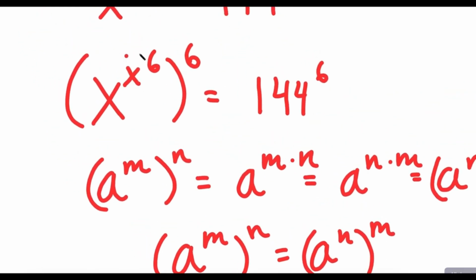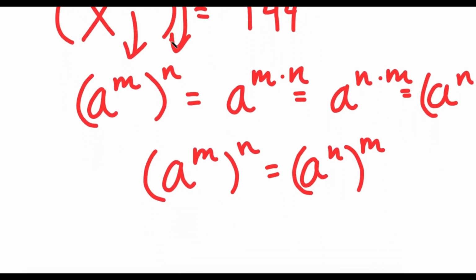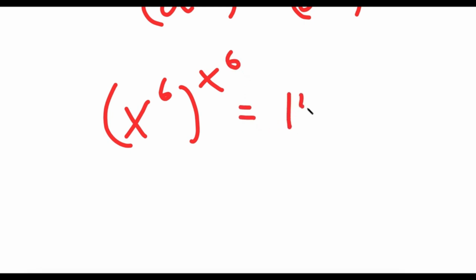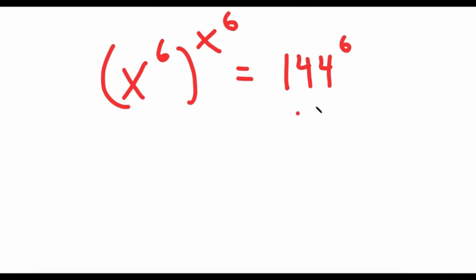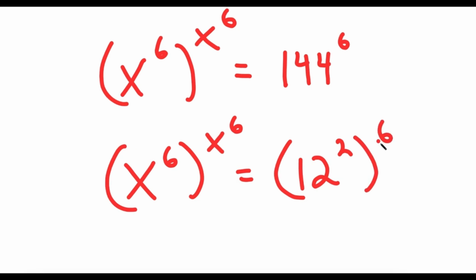So now that we know this, we can think of x to the power of 6 as m and 6 as n, and using this property, I'm going to switch these two places. So now I have x to the power of 6, to the power of x to the power of 6, is equal to 144 to the power of 6. So now from here, 144 is the same thing as 12 squared. So I get x to the power of 6, to the power of x to the power of 6, is equal to 12 squared to the power of 6.